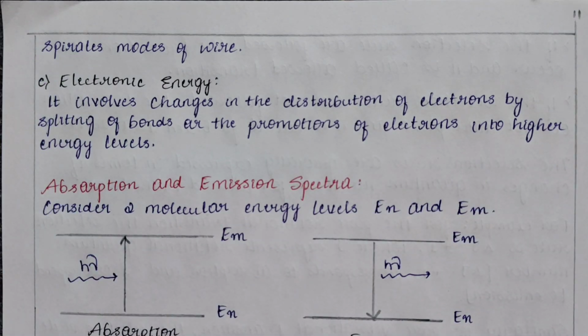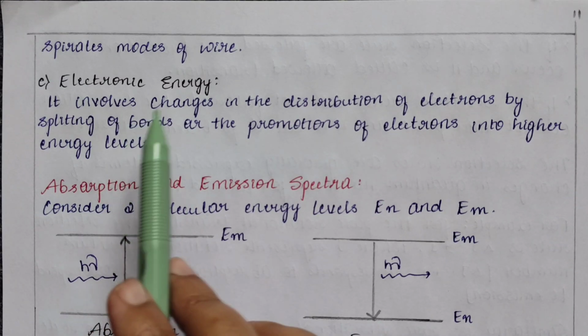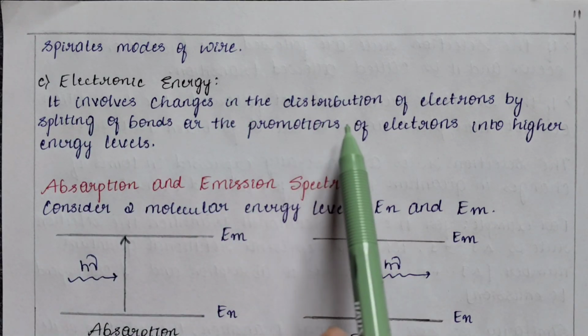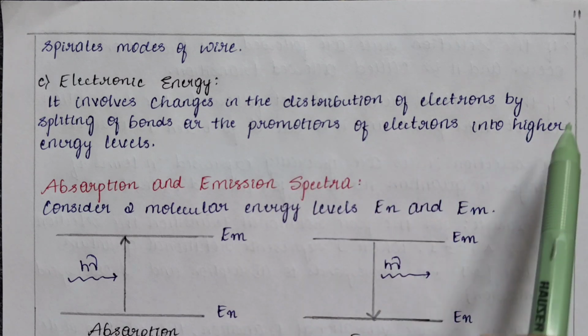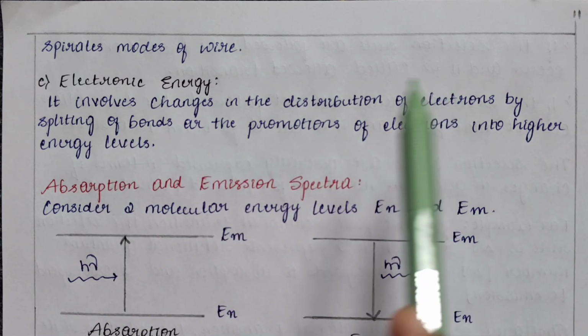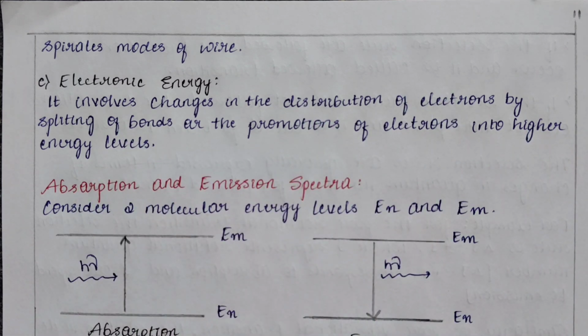Now, let us see what electronic energy means. It involves change in the distribution of electrons by splitting of bond or the promotion of electrons into the higher energy level. As mentioned in the definition, the electronic energy level is associated with the distribution of electrons in each energy level, and also promotion, which is also called transition of electrons from their ground state to higher energy state or excited state.